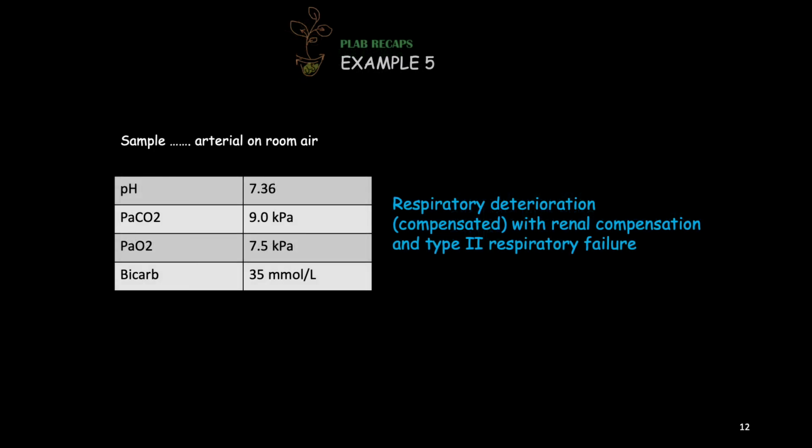Here the pH is normal but on the lower side of normal, so there was a possible acidosis that has now been corrected. The PaCO2 is high, suggesting there is a respiratory cause with a type 2 respiratory failure, since patient is hypoxic and hypercapnic. Bicarb is high, likely due to the renal compensation. The renal system has compensated for the disturbance, therefore the pH is now in the normal range. The abnormality is that of a respiratory deterioration with a renal compensation and a type 2 respiratory failure.